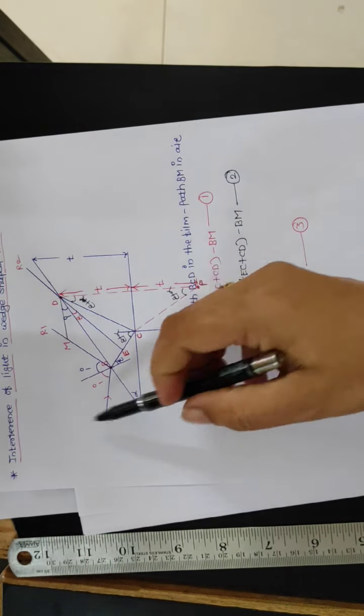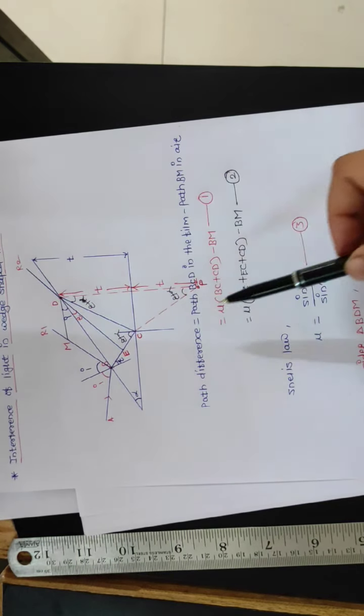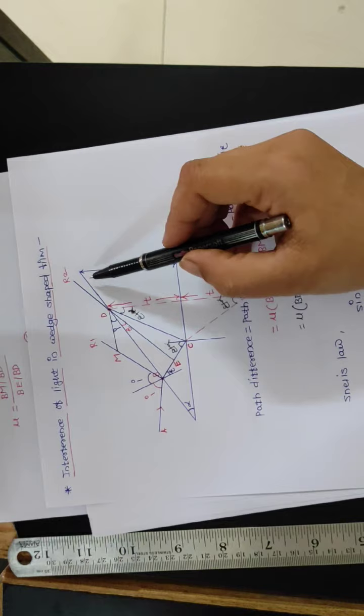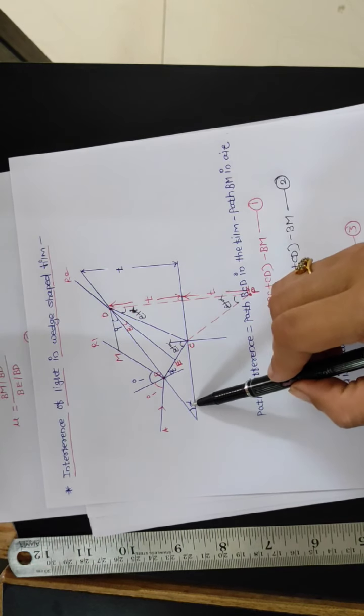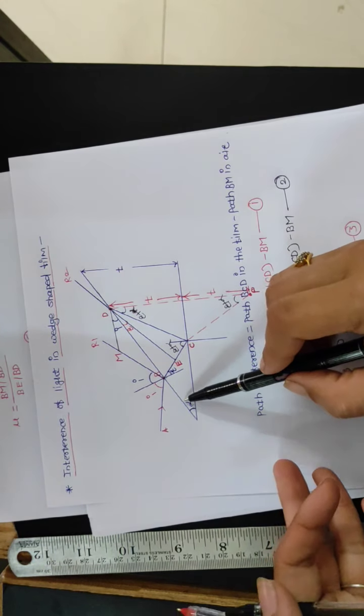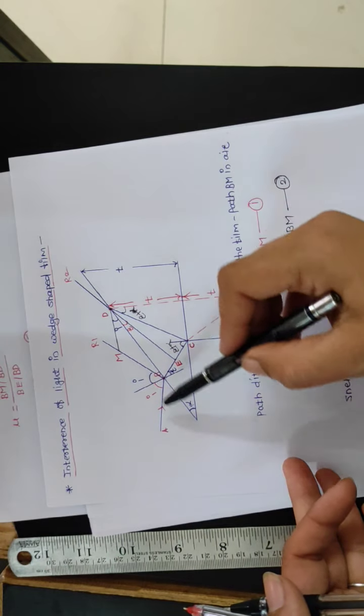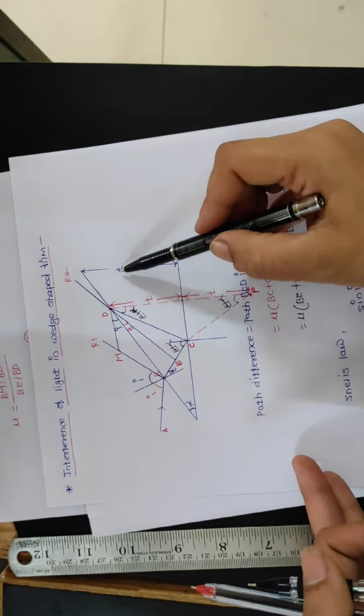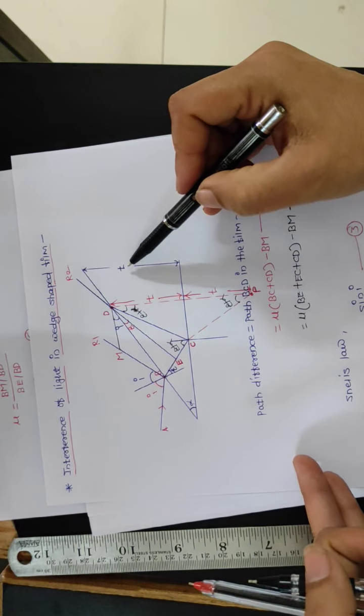See here, interference of light in wedge-shaped film. I will explain one more time in short. So this is the wedge-shaped film which makes an angle alpha. If we see this figure, then it is observed that the thickness of the film gradually increases, and up to here the thickness is t.